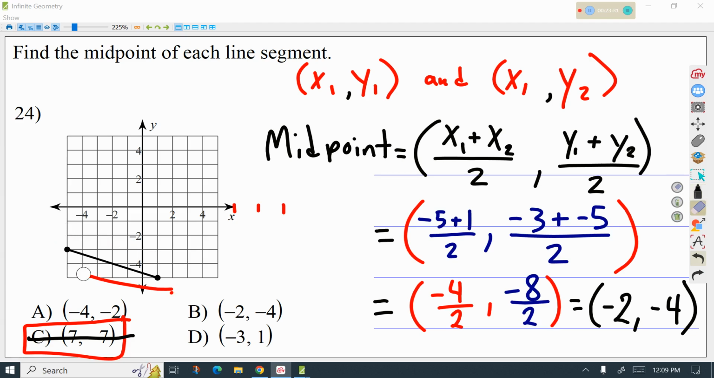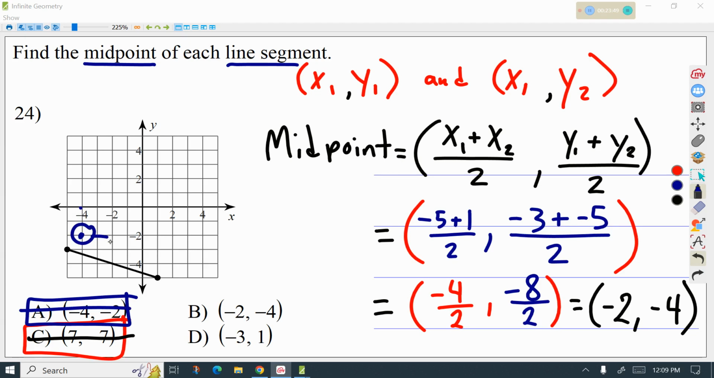So now we could try the other ones. Let's try this point, -4, -2. If I go to -4 and then I go down 2, look, that's this point right here. Is that the answer? No, because that's not the midpoint of the line segment. So I could cross out this one too. Again, this point is not right here on the line. So I know that's not the answer.